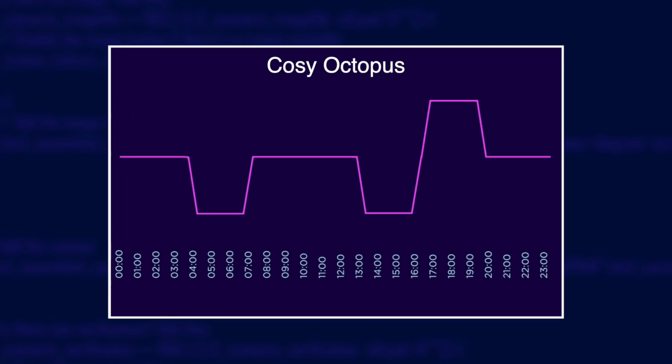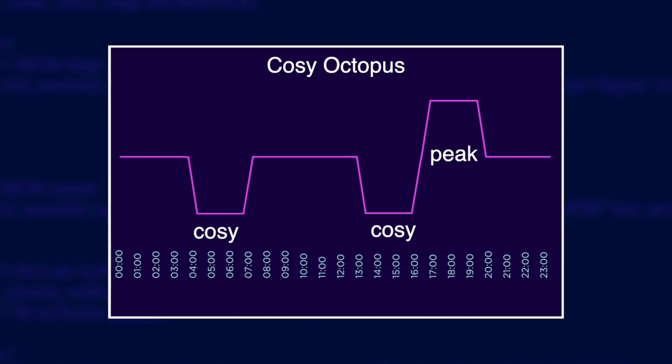Okay, let's start with the most complicated tariff here, Cosy Octopus. So there are 2 low-cost periods which Octopus call Cosy periods, and they'll both be charged at the same lower rate. Then we have a single peak period which is charged at the highest rate.